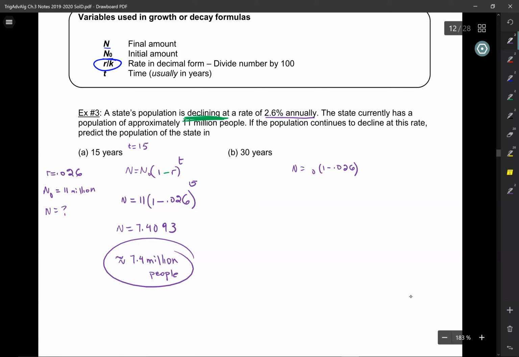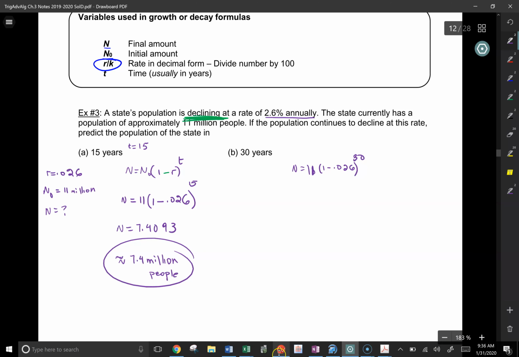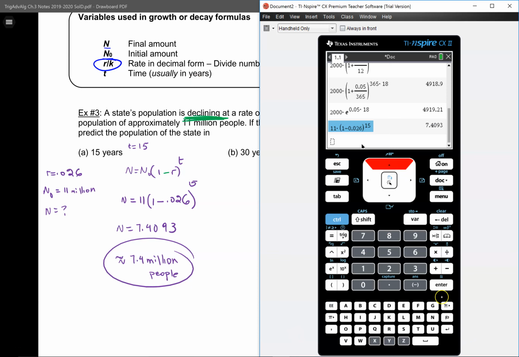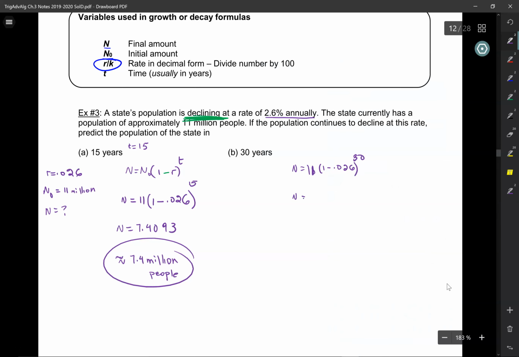So this is 11 again. Now for 30 years. The rate is negative, 1 minus 0.02. So again here, we're going to modify, edit. We're going to go to 30 years. Now there is 4.9907. So that's approximately 5 million people. It's not looking good for these people.